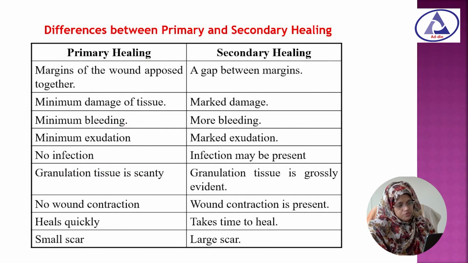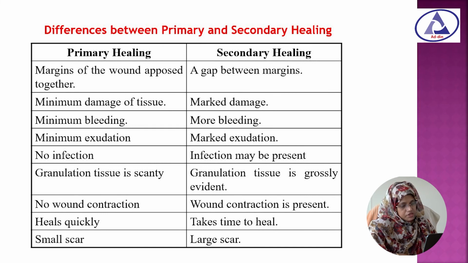These are the differences between primary wound healing and secondary wound healing. So we know that when the wound margin gap is minimum, it is primary healing, and if the gap is maximum, secondary wound healing occurs. Minimal tissue loss, primary wound healing. If the wound has maximum tissue loss, it is secondary healing. Minimal bleeding is primary healing, and more bleeding is secondary wound healing.